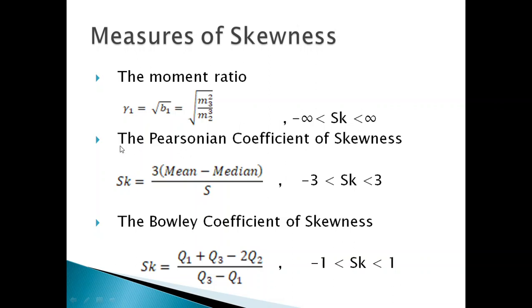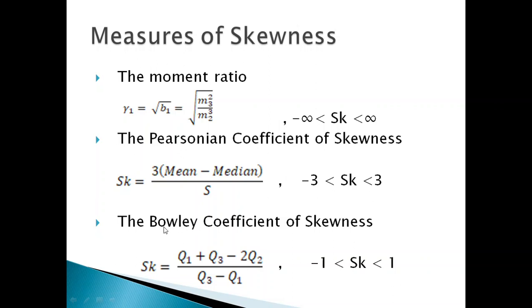The second measure is the Pearson's coefficient of skewness. In Pearson's coefficient of skewness, mean and median are used. So first of all, for any given data you will find mean, median and standard deviation. This S is standard deviation, and then by putting the values in this coefficient you will get the result of skewness. Now for Pearson's coefficient, the range is from minus 3 to plus 3. So you can have values from minus 3 to plus 3.